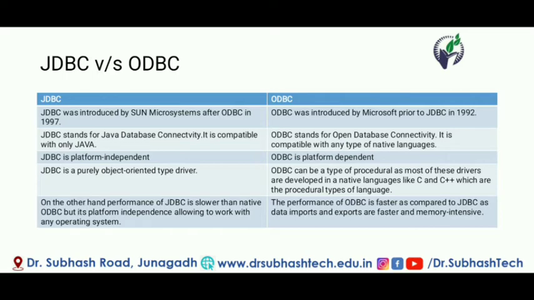JDBC stands for Java Database Connectivity, and it is compatible with only Java. Obviously, Java Database Connectivity means that when you create your application in Java, you can use the JDBC API. ODBC stands for Open Database Connectivity, and it is compatible with any type of native language. JDBC is platform independent because it is purely written in Java. Java is platform independent, so the JDBC API is also platform independent, while ODBC is platform dependent because it is tied to a particular database vendor and particular languages. So we can say that ODBC is platform dependent.